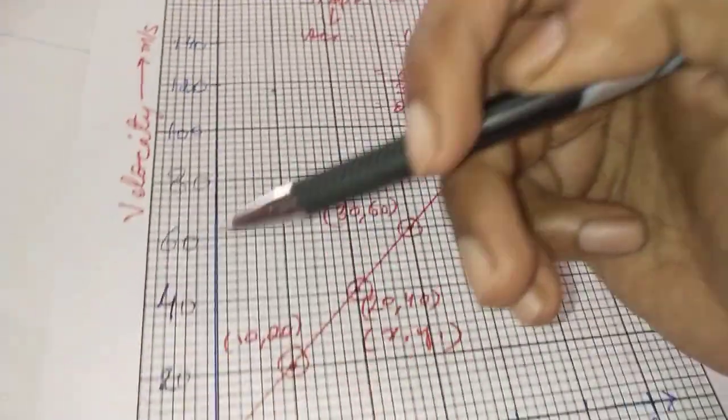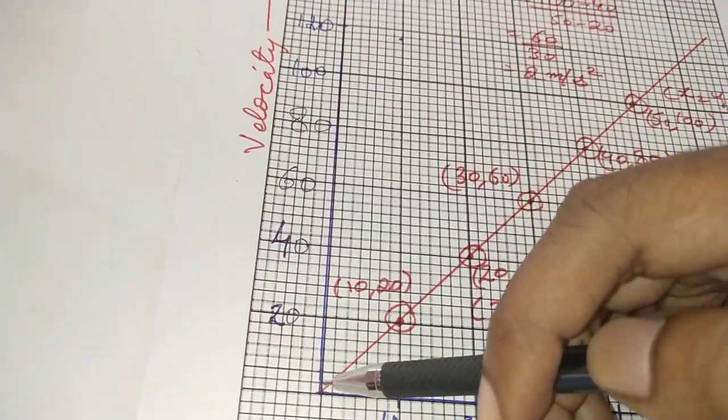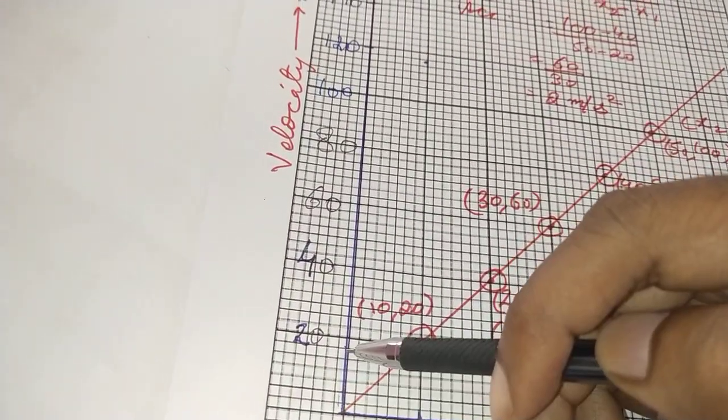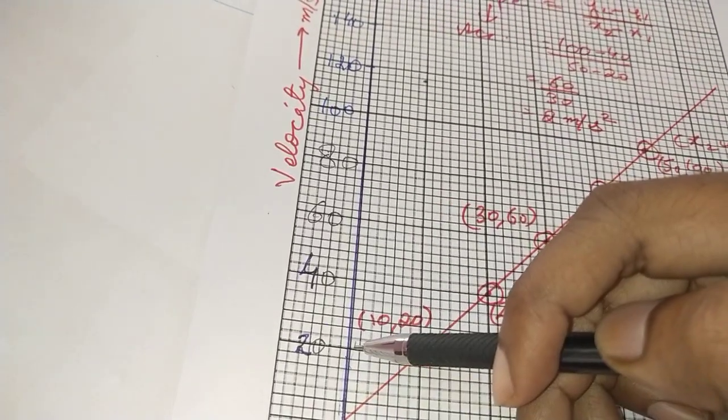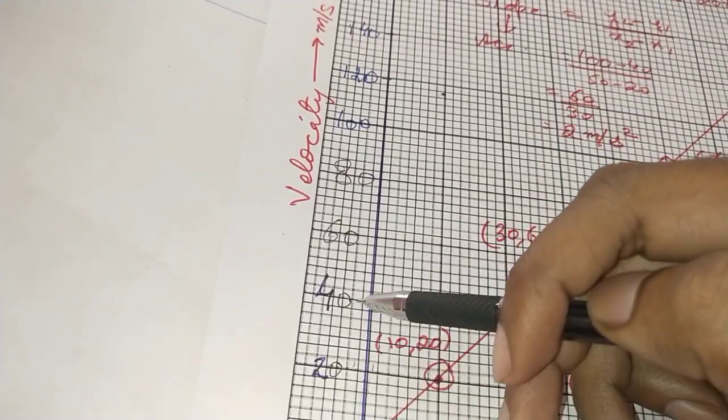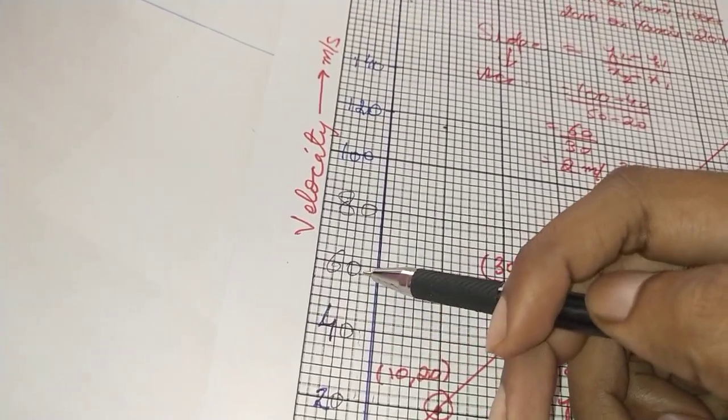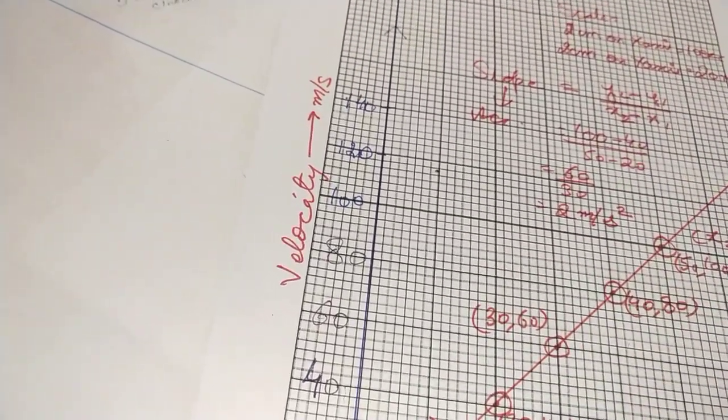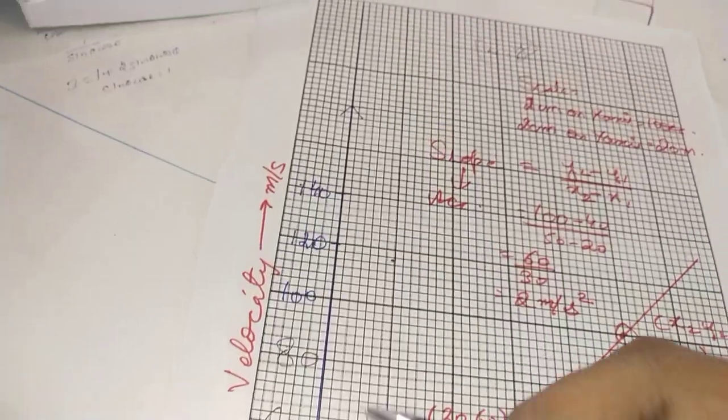Same way over here on the y axis, we are having a 10 centimeter gap and we are using it for 20 meter per second, then 20 meter per second, 20 meter per second and so on. Alright, clear?